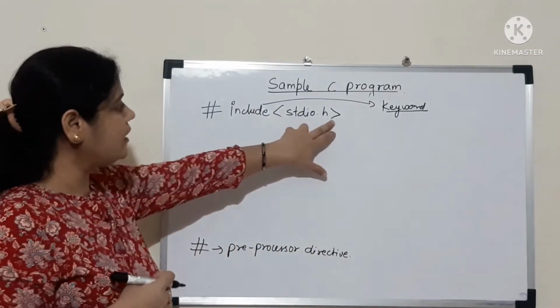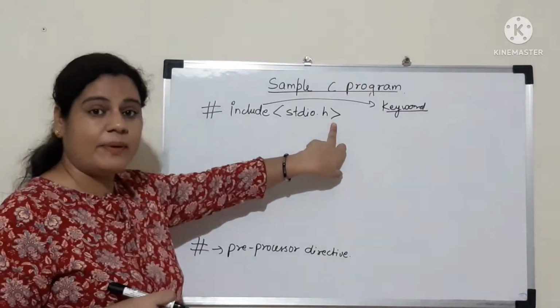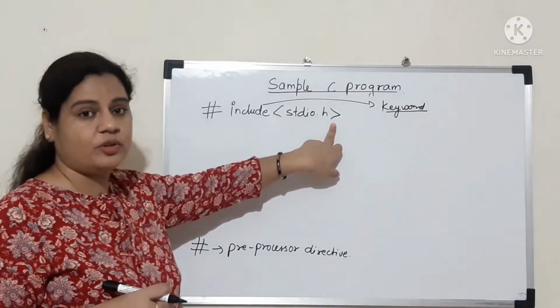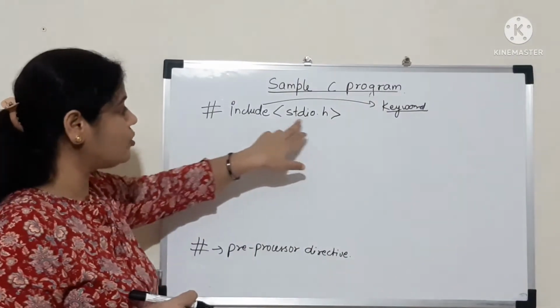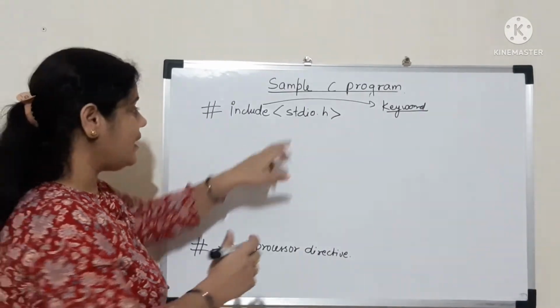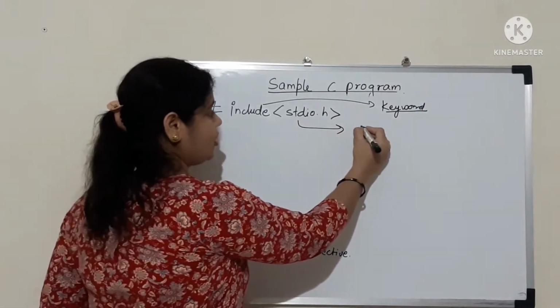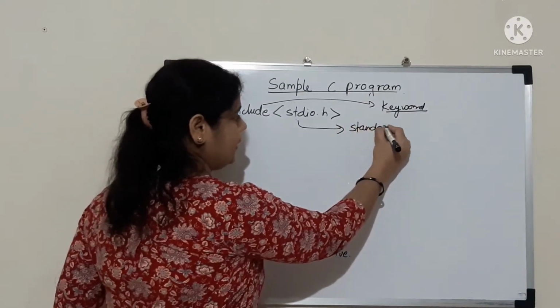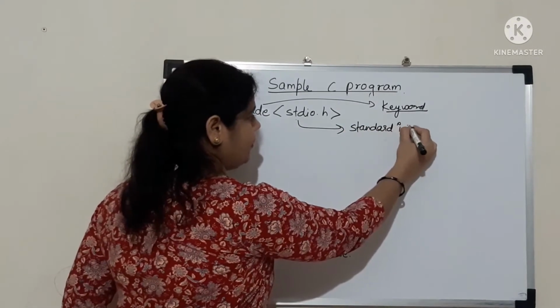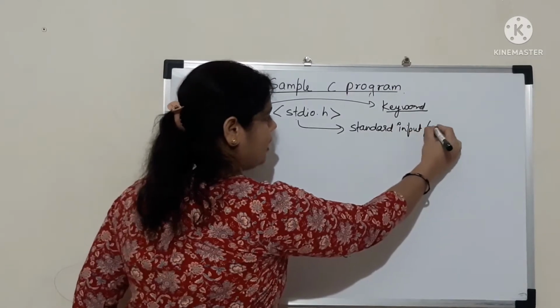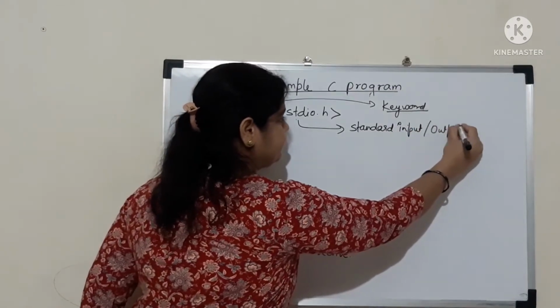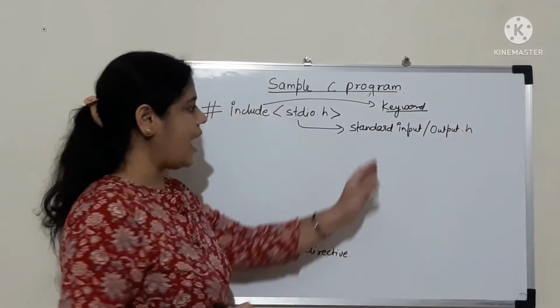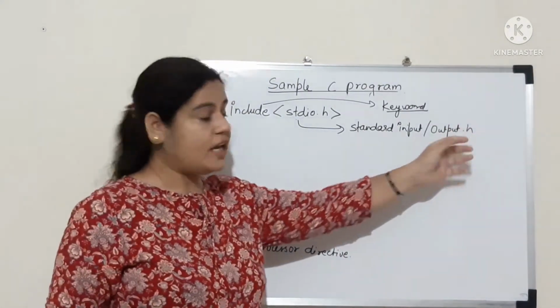Next is what? Angle brackets. These are called angle brackets. Whatever file you are going to use in a program, you have to enclose in angle brackets. Next is stdio.h. std stands for standard, input, output, .h. Standard input output .h.